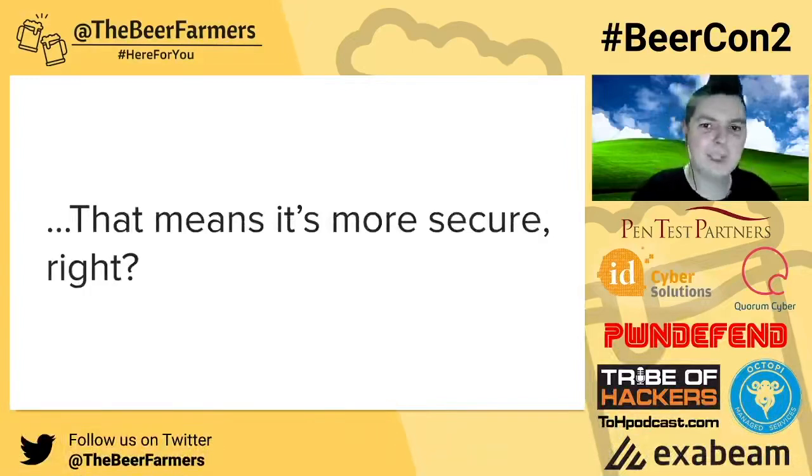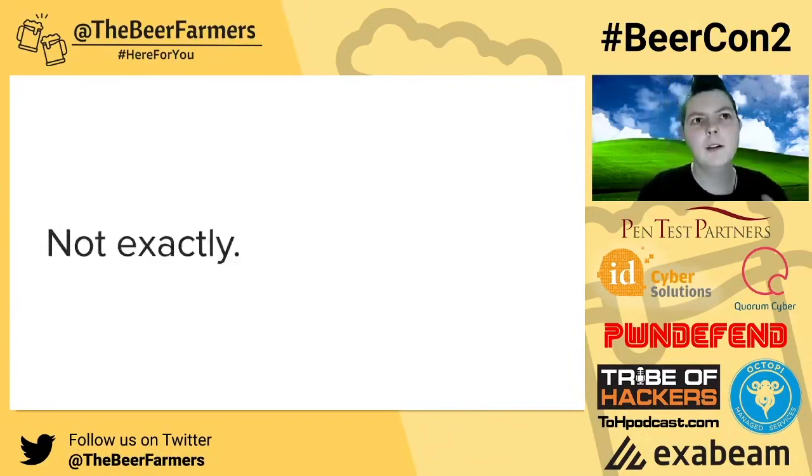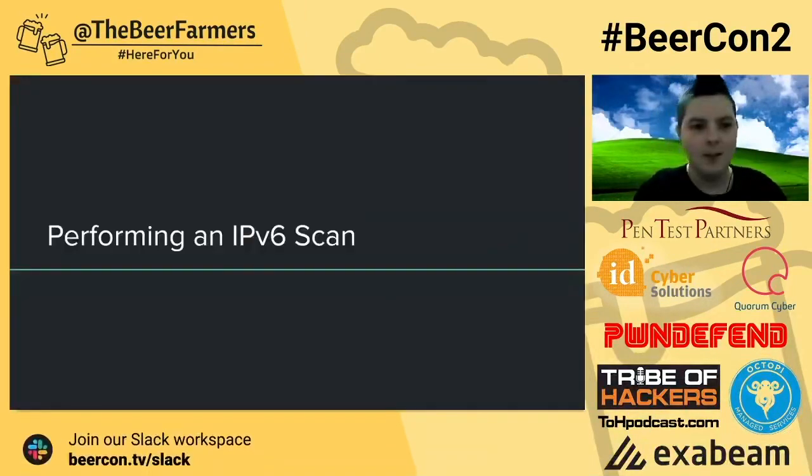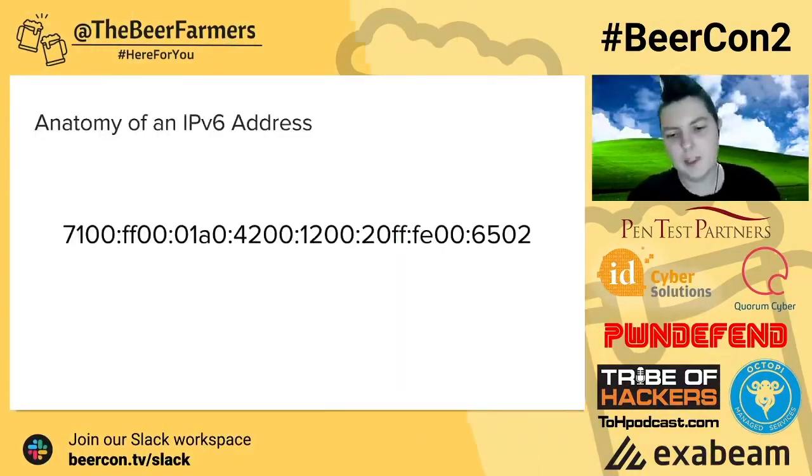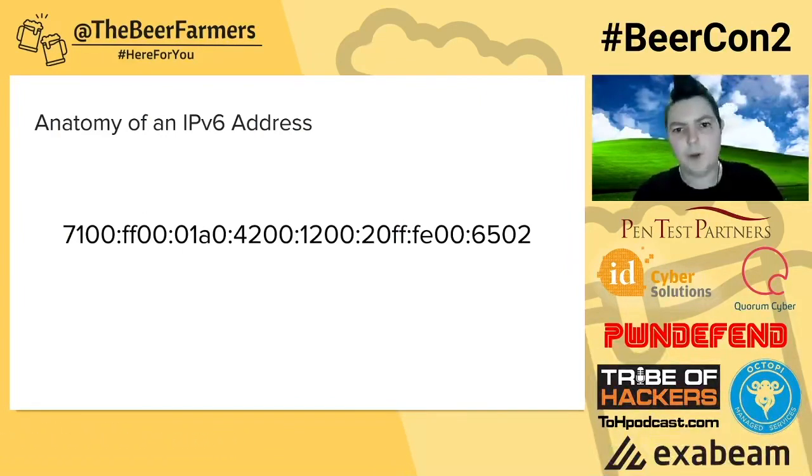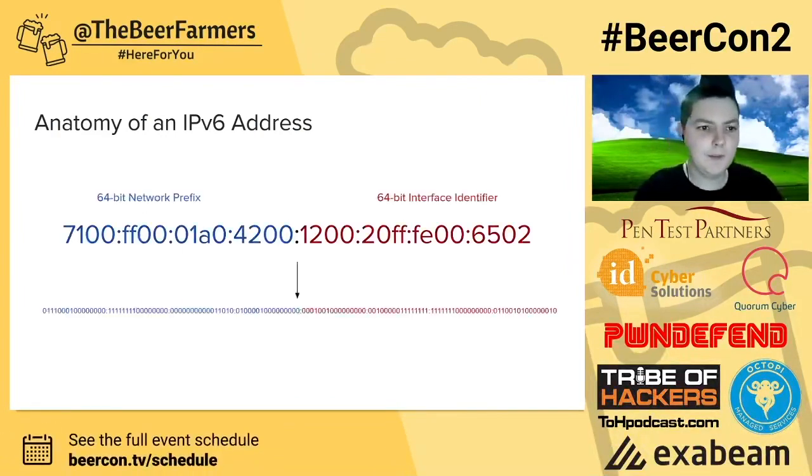So that means it's more secure, right? There's no way you're going to just randomly guess one of these billions and billions and billions of addresses. Not exactly. We can perform IPv6 scans. So first of all, let's find out what an IPv6 address actually looks like. What are we looking for? Usually they're big, old, horrible, scary looking things like this.